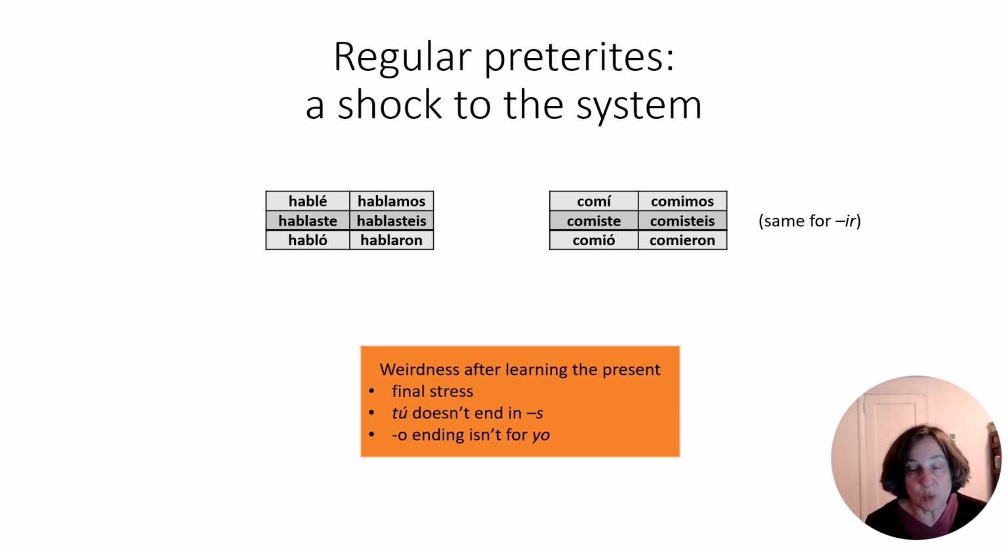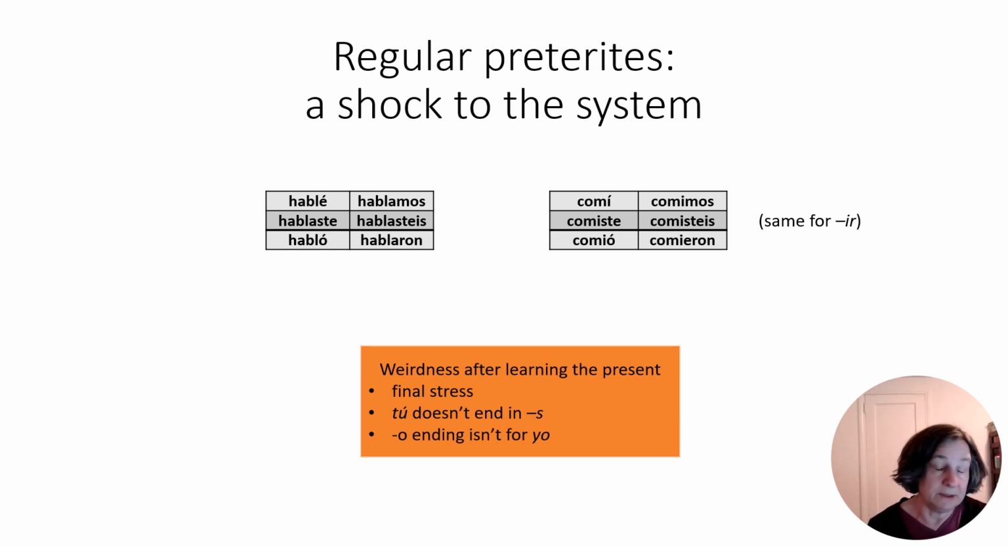So this sounds weird to ears that are used to the present. For one thing, you have the final stress on hablé and habló, comí and comió. You have nothing like that in the present tense. And then the tú form doesn't end in an S, although actually a lot of native speakers will add the S if they haven't had a strong education. And then there we have an O ending in the third person singular, and we're used to seeing it in the yo form.